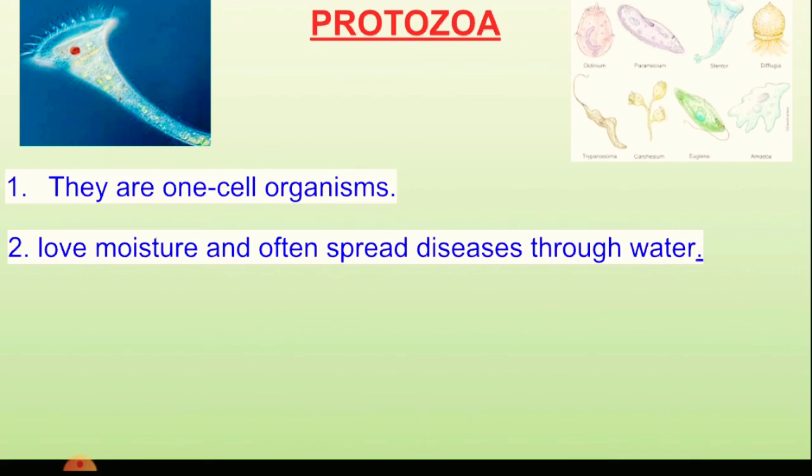So protozoa, like fungi, also need moisture. They love moisture to grow and mainly spread diseases through water. It means in moist places where the water is more, where the moisture is more, we can find protozoa, and it contaminates the water, and through water it spreads diseases. If sometimes we drink that water, our body will become sick.